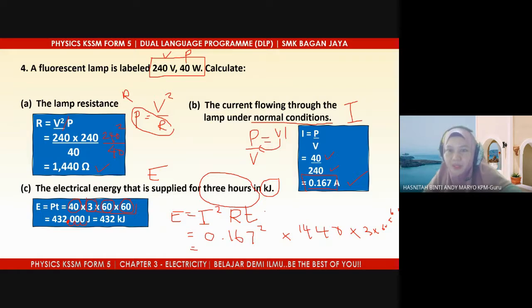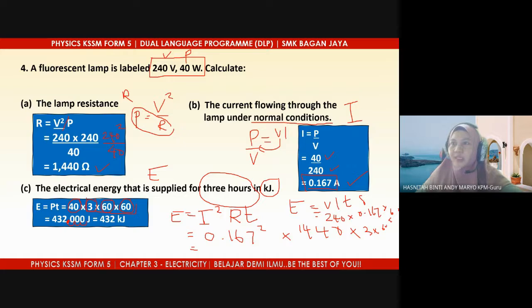So apa lagi formula you guna? E equal to VIT. Okay, you can check. You replace with the value. V is 240 multiply current. Current is 0.167 and you multiply with the time. Okay, I calculated first. 240 times 0.167 multiply 3 times 60 times 60. Okay, so for this formula, you will get 432,864. Okay, so there is slight difference when you are using different equation.